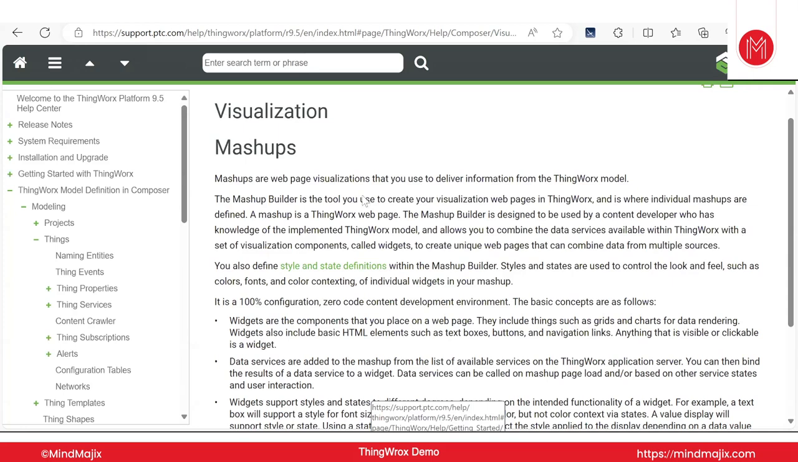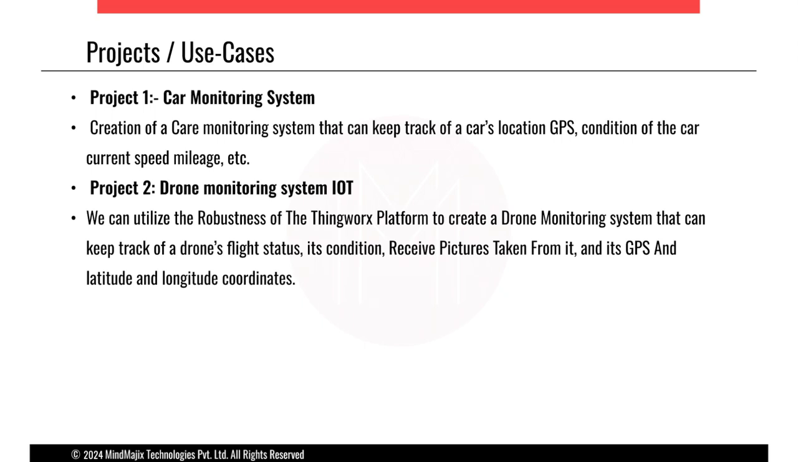And now these are some of the use cases with respect to car monitoring with ThingWorx. We can use the ThingWorx platform to develop a car monitoring system which can keep track of the car's location. It can keep track of the car's condition, the speed limit, and the current mileage it has traveled, where it has traveled to. This car monitoring system can be made using ThingWorx. And another is the drone monitoring system.